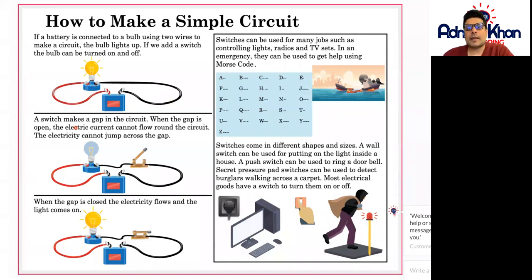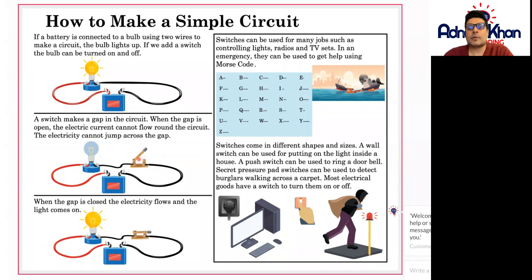A switch can make a gap in the circuit. When the gap is open, the electric current cannot flow around the circuit. The electricity cannot jump across the gap. So again, we have a light bulb, we have a battery, and we have a switch which makes a gap in the circuit. Can you see this small gap here? There's a gap just there.